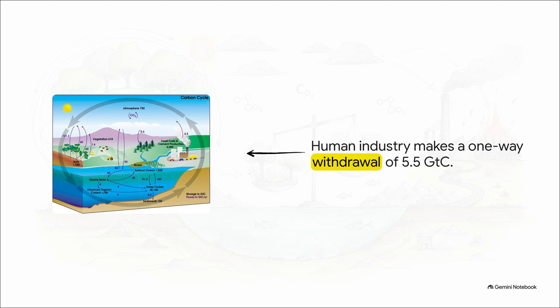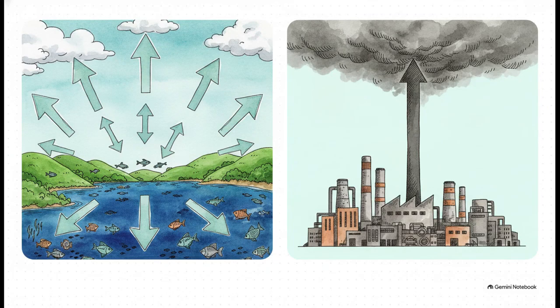We are now seeing a flux of 5.5 GTC per year rising from our factories and cities. Through fossil fuel extraction and cement production, human industry is making a strictly one-way withdrawal. We're literally taking 5.5 gigatons out of deep, long-term storage every single year and pumping it straight up into the atmospheric checking account. So what does this all mean?